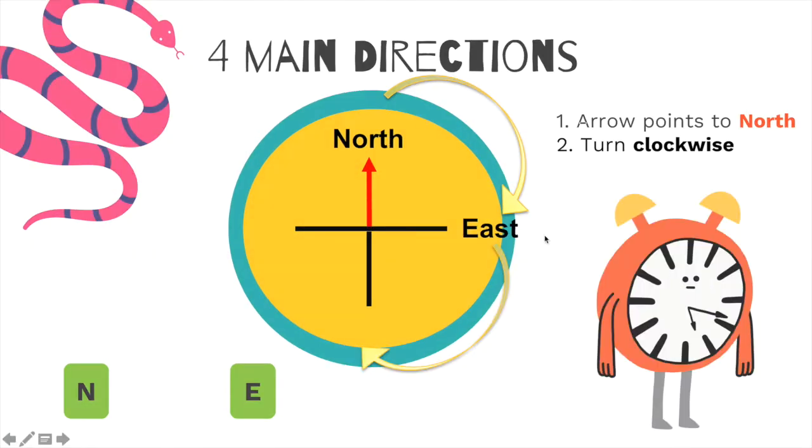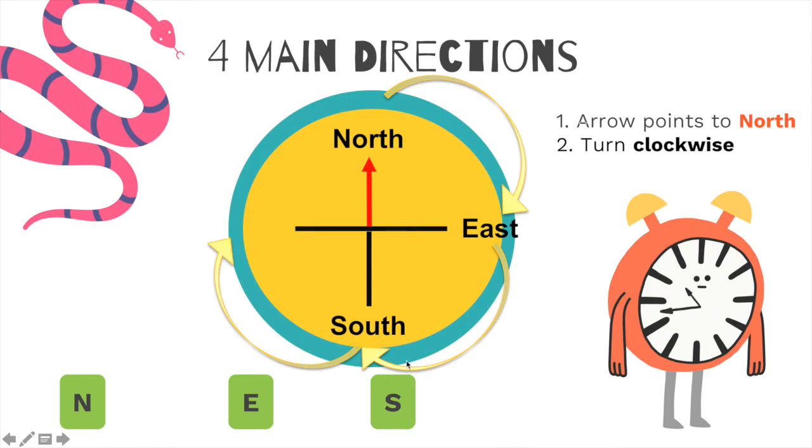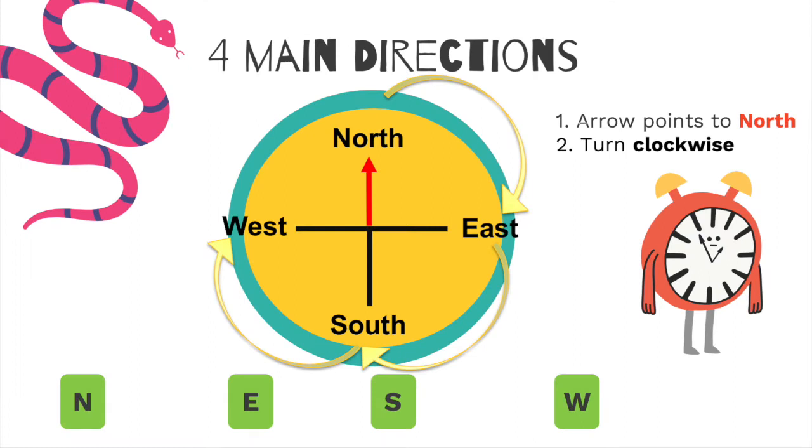After that, we find the other direction clockwise. We turn clockwise, and the next is south. S-O-U-T-H, south. And we find the last direction clockwise again. So we turn it clockwise to the west. W-E-S-T, west. These are the four main directions.